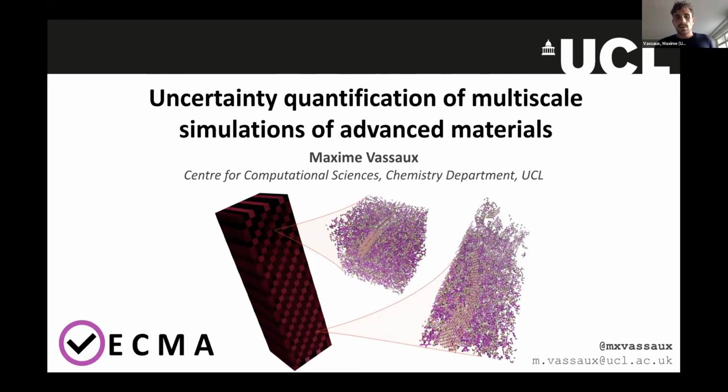So the work is done as part of a project called VECMA, whose PI is Peter Coveney, the head of the lab. The purpose of the project is to develop a toolkit, which I'll introduce a little bit later, whose purpose is to enable VVUQ of multi-scale applications. So I'll start by talking a little bit about the applications I'm referring to.